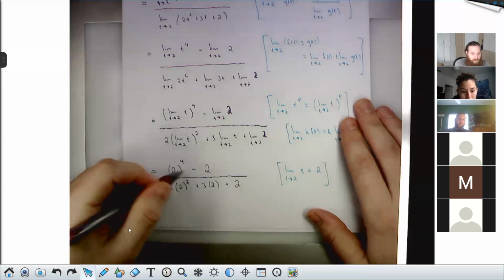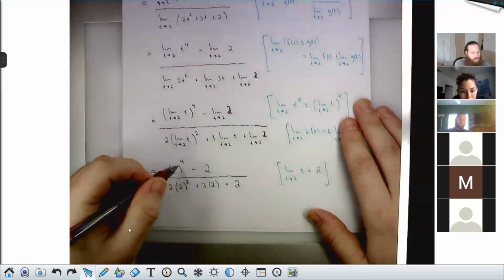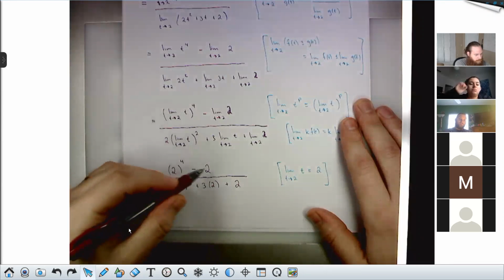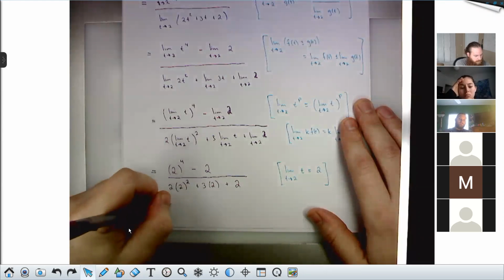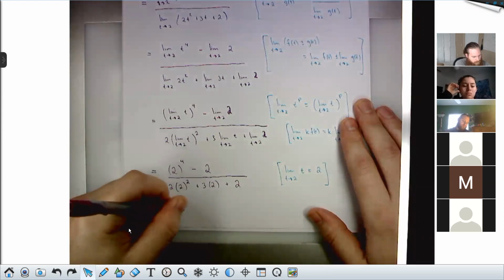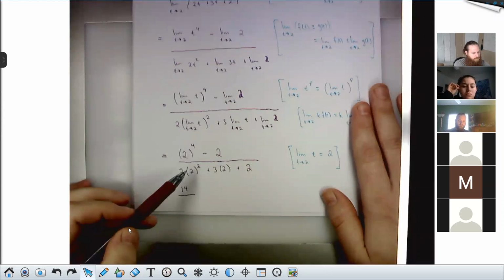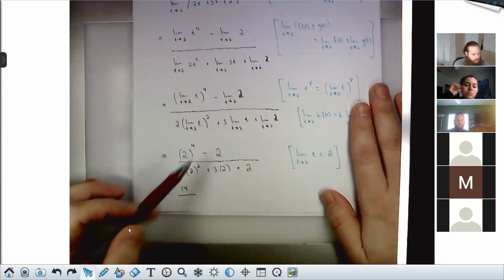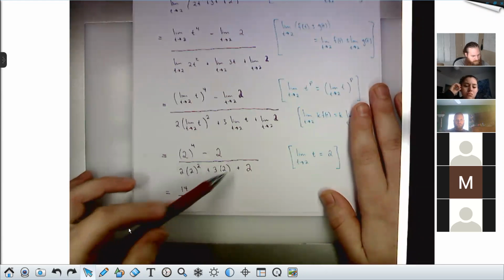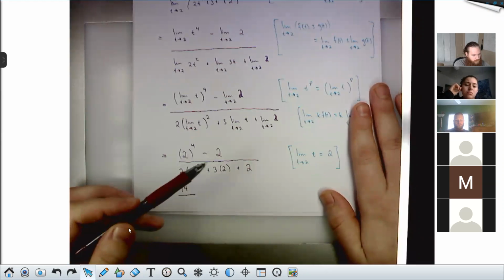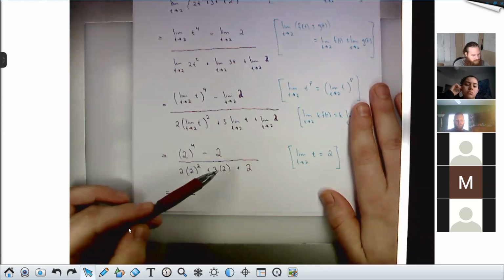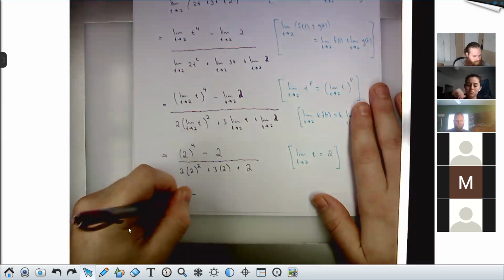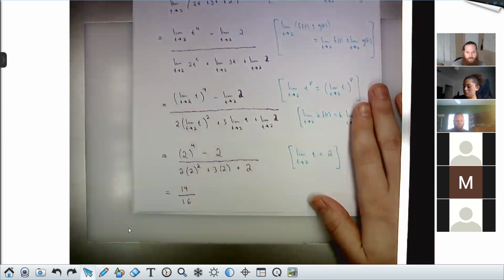2 to the 4 is 64. No, sorry, 2 to the 4 is 16. 16 minus 2 is 14. So the top is 14. Downstairs here, 2 squared is 4. 4 times 2 is 8. So this piece is 8. This piece is 6. This piece is 2. 2 plus 6 is 8. 8 plus 8 is 16, right? So the limit is 14/16.